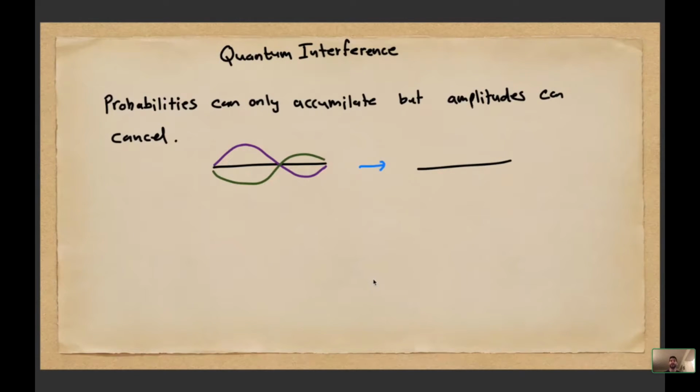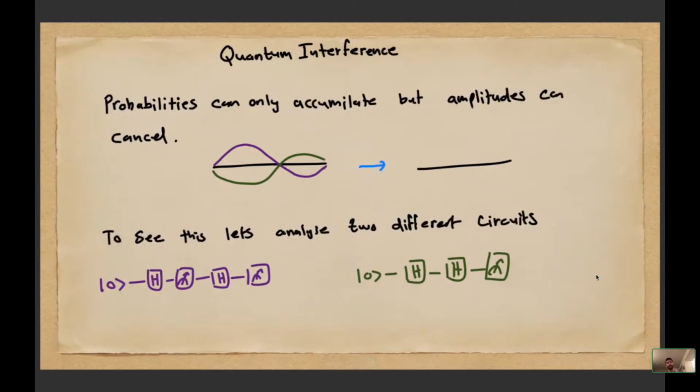Probabilities can only accumulate. You can only add them because they're positive numbers. But amplitudes can actually cancel out. The image that you should have is like two waves with opposite directions meeting and canceling each other out. And there is a similar image that occurs with quantum states. We have this quantum interference property.